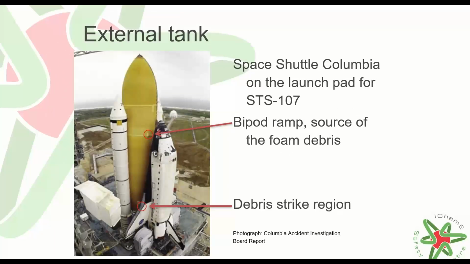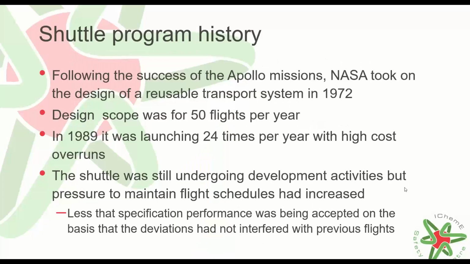So this just explains the photo of how they actually attached. So we've got these bipod ramps here, which is how the external tank is attached to the orbiter. What occurred is some insulation foam broke off from this bipod ramp and flowed down and hit the leading edge of this left wing. And that's what actually caused the damage that led to the particular incident in this case.